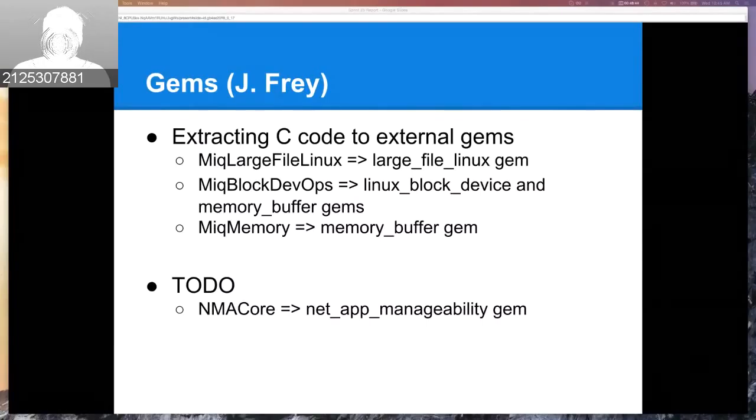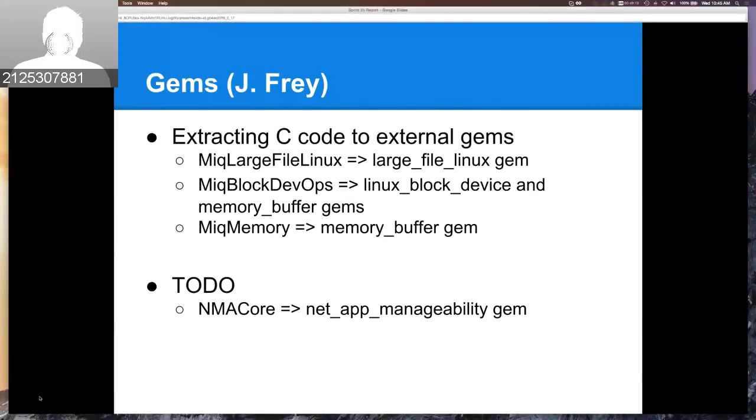And then the last one is NMA core. It's still to do. We were hoping to get it in this sprint, but it didn't happen. That's moving into a NetApp manageability gem. Ultimately, we'll probably throw that gem away because NetApp provides their own Ruby layer, but we didn't want to invest the time to get that working right now when all we're trying to do is get this C code out. So that one will hopefully come in the next sprint.